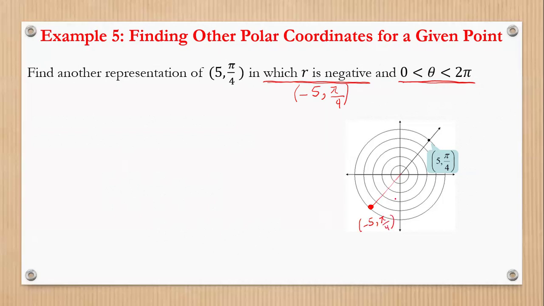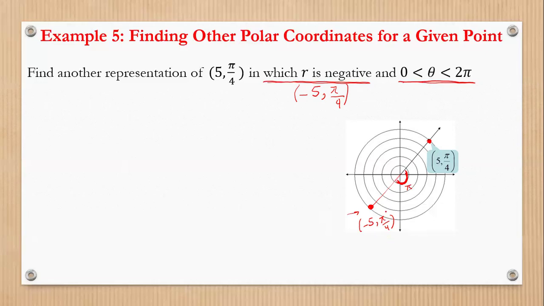But I want to get back to this original point, because that's another point. When you want to find another representation for a point, the location must stay the same. Just the representation of the point must change. If I only change r to negative, I get another point, this point. How can I get from this point to that point? As you see, from this point to that point, the angle between them is pi. It's half of the circle.